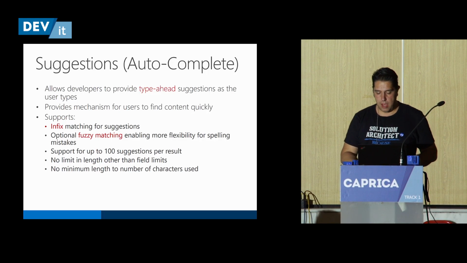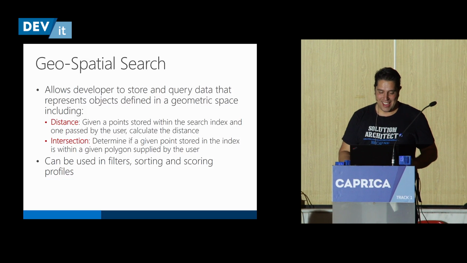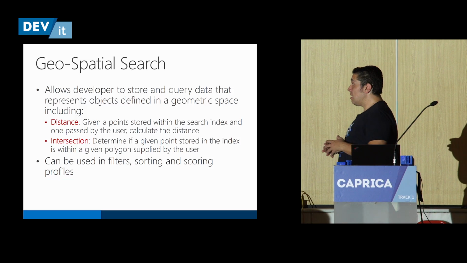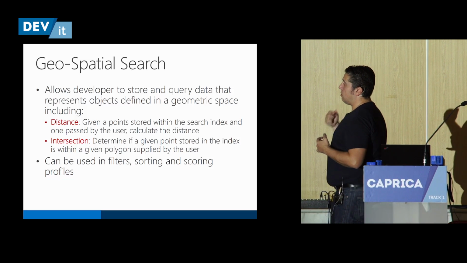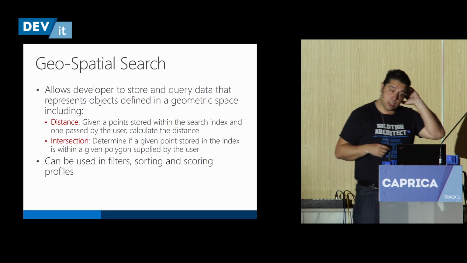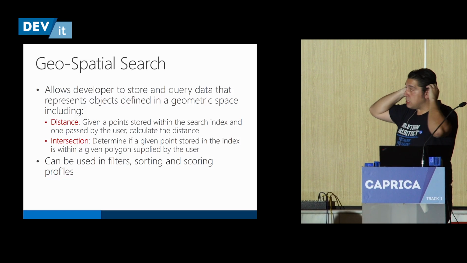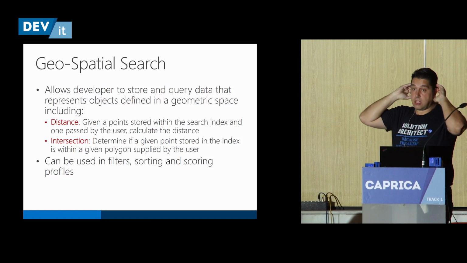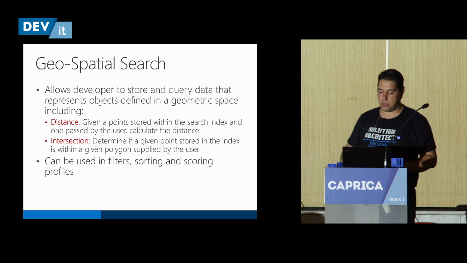Okay, I'm going to be really fast now. And lastly, we can enable geospatial search, and we can search results by distance or by intersection. So we can enable rich user experiences like get me the results that are closer to me right now, or inside a polygon or something like that.